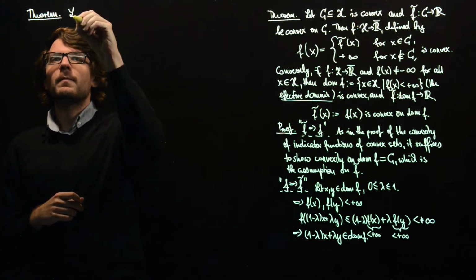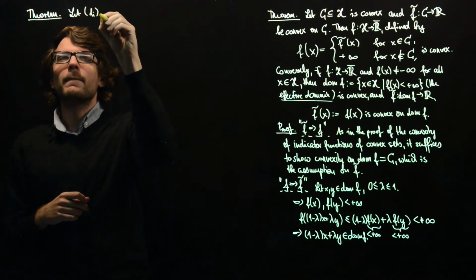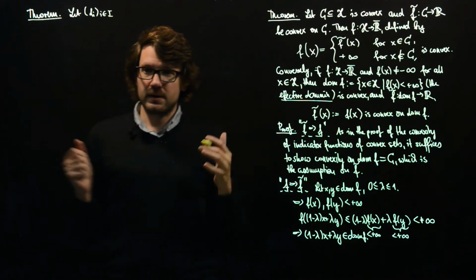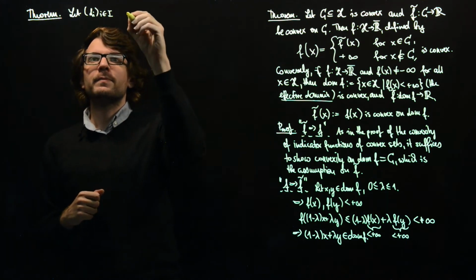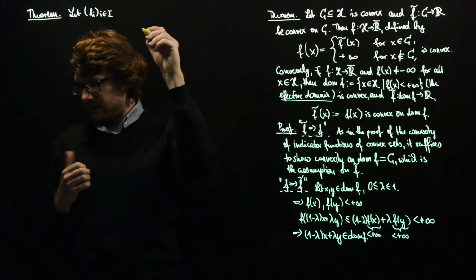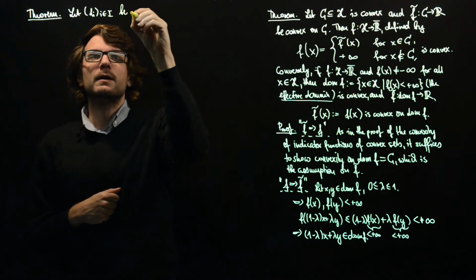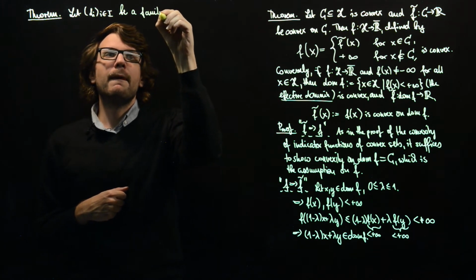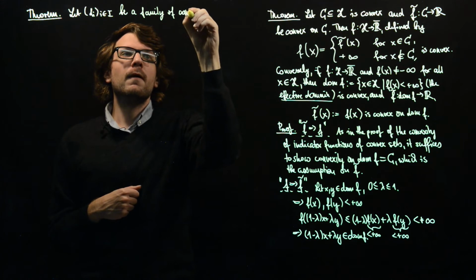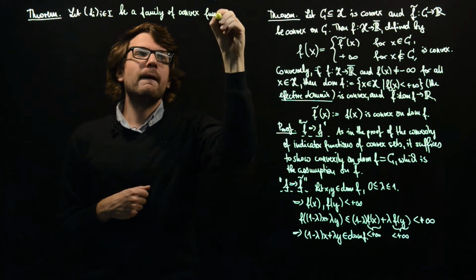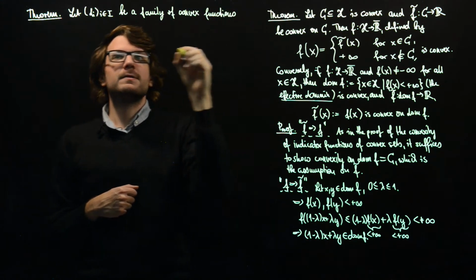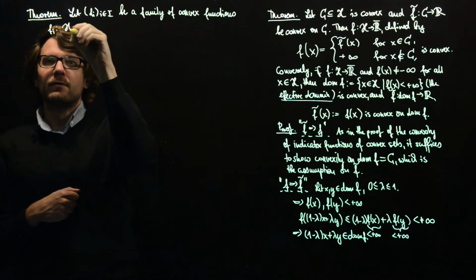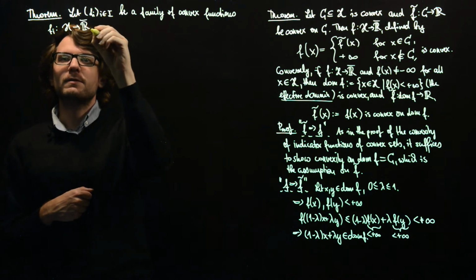So let f_i, i in I, where I is an index set, be a family of convex functions, and f_i should be defined on H with extended real values.